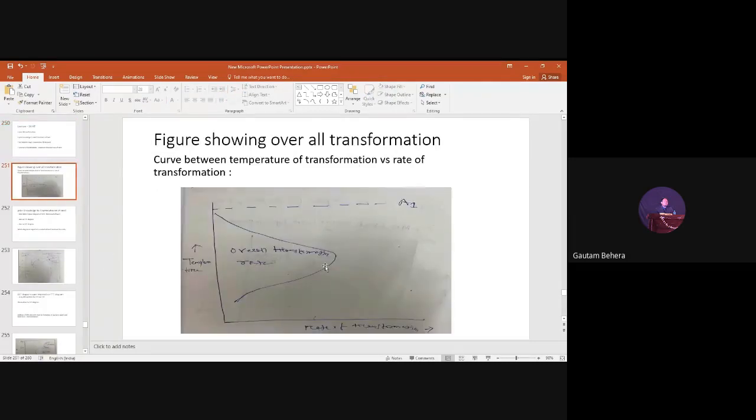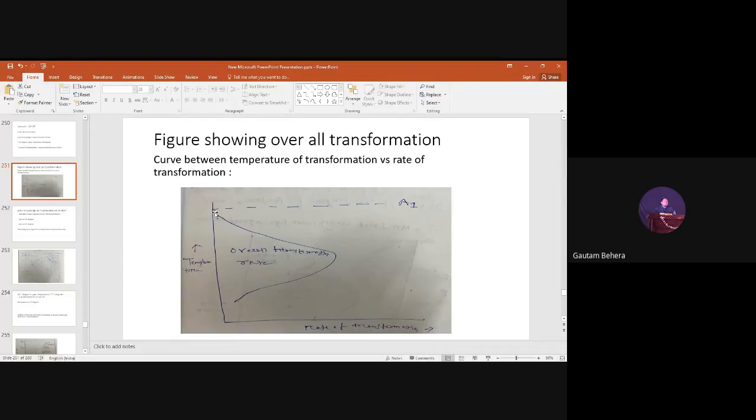So this is a figure showing you the overall transformation. You can see this is the temperature axis in degrees centigrade, and this axis is showing the rate of transformation. And this is the lower critical temperature, or you can call it the eutectoid temperature if it is eutectoid steel. But this is called the lower critical temperature A1, right? That means above this, austenite is a stable phase. Below this, austenite is an unstable phase, right? If it is a eutectoid steel, that's all.